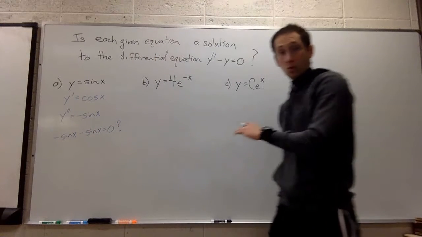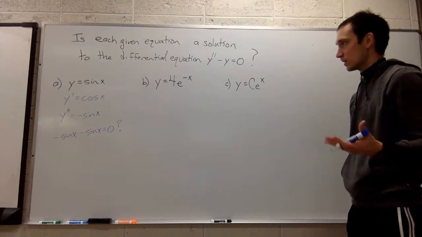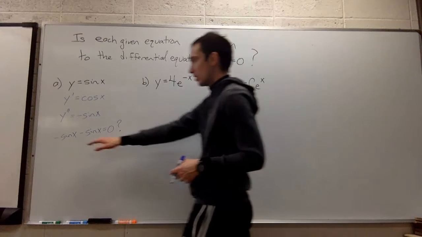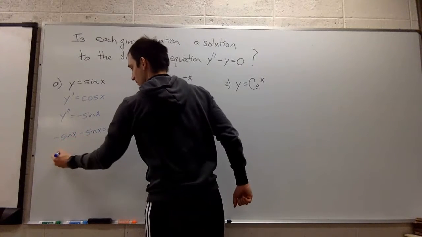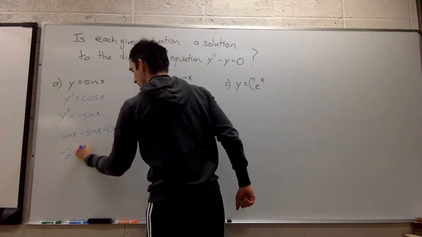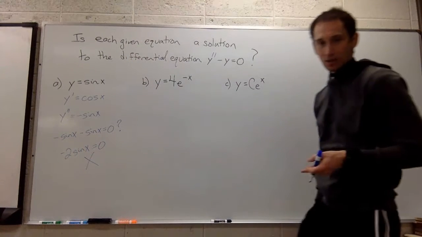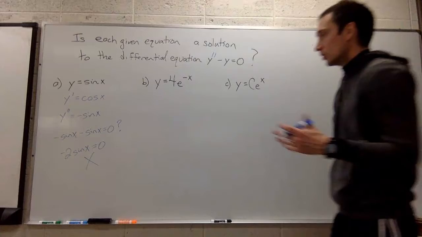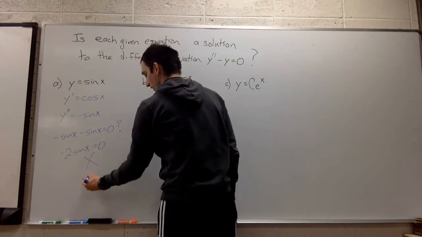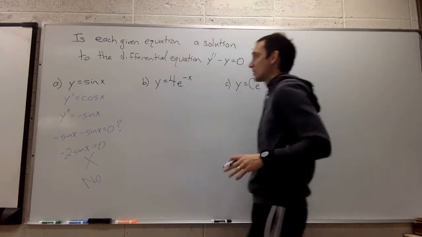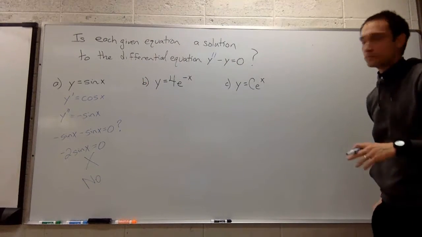And it's got to be true for all x in order for that to be a solution. So we would need these to cancel out, but when we simplify this, negative sine x minus sine x is negative 2 sine x, and that isn't necessarily 0, not always, only for particular x's, so that's not a solution. So this is no. y equals sine x is not a solution to this differential equation.